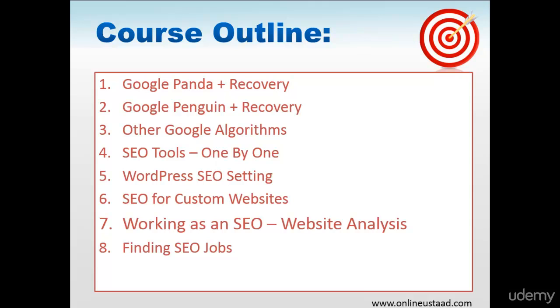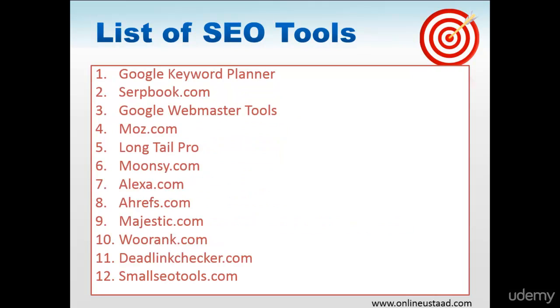Some of the important SEO tools which we need to know in the SEO process. WordPress SEO setting, SEO for custom websites, working as an SEO optimizer or website analyst, finding SEO jobs. I mean, at the end of the day, when you have SEO skills, how you can work online to make more money. So these are all complete topics, but apart from these, we'll also discuss these important SEO tools, the list in front of you. Every SEO optimizer needs these tools while working online for websites and for clients.